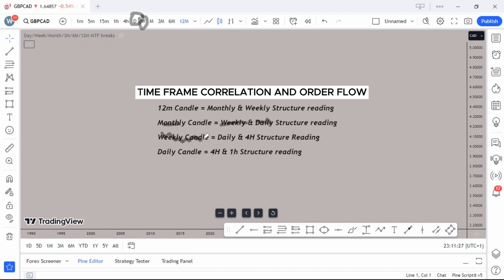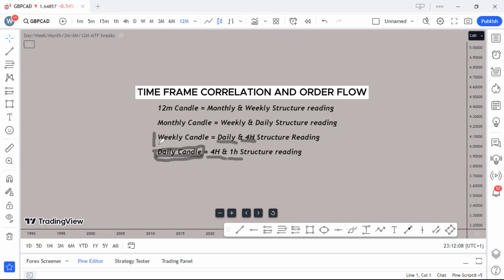Weekly candle. What do we use to read the weekly candle? For continuity of every week, as the week goes by, for 4 weeks to make up one monthly candle, we use daily and 4 hour time frame, which is structure reading. Daily candle, for everyday activity, we use 4 hour and 1 hour. That is why we read market structure for the continuity of the next daily candle.